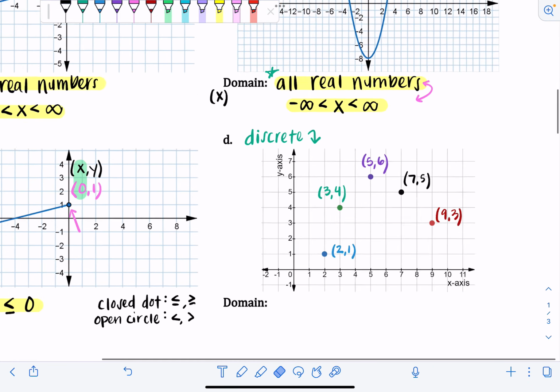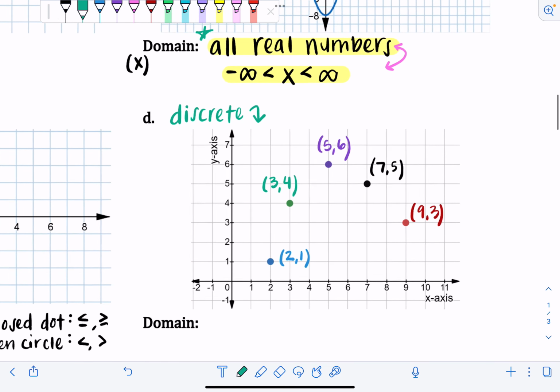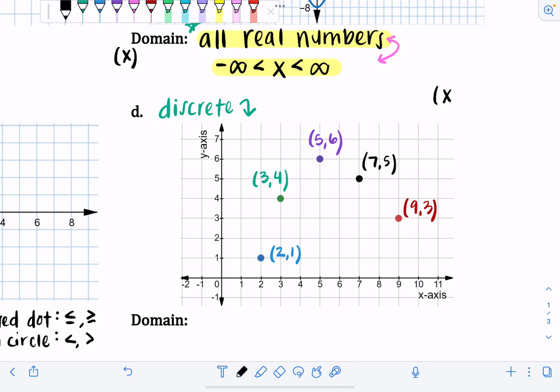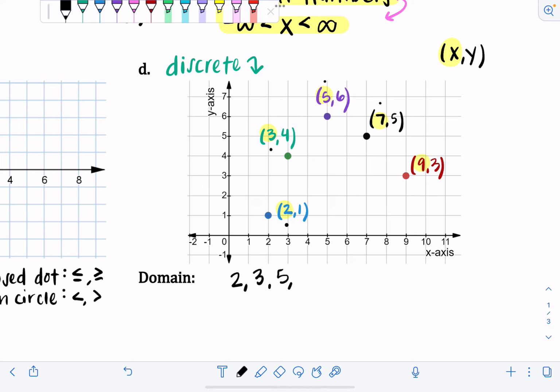And then going back to that look-for note, we're supposed to look for all of the possible x values. So we need to find all the x values from these points. Remember, points are organized in order (x, y), so I need to find the first number from each point: 2, 3, 5, 7, and 9. And then we're just going to list them in order of smallest to largest. So 2, 3, 5, then the next one would be 7, and then the next one would be 9.